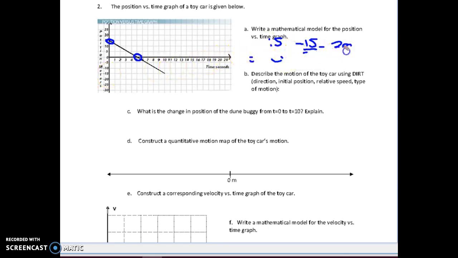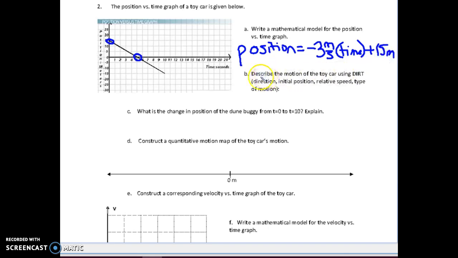Now, what I'm going to show you is how that goes into my math model. The math model is always y equals mx plus b, so I'm going to write position equals m. So m is that slope that I just solved for. I'm going to write negative 3 meters per second times the unit on my x-axis, which is time, plus my y-intercept. My y-intercept for this graph is at 15, and the unit on that y-axis is meters. So there's my math model.